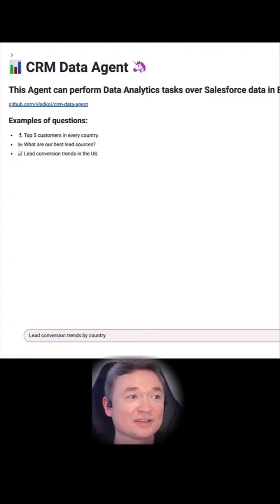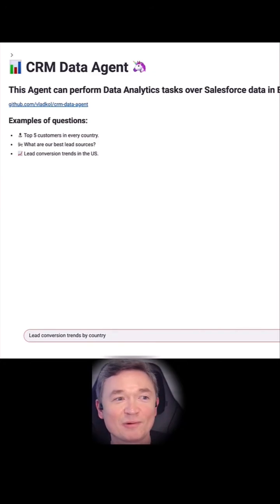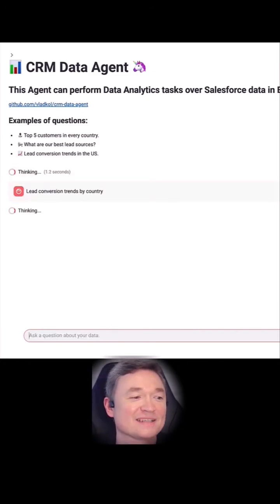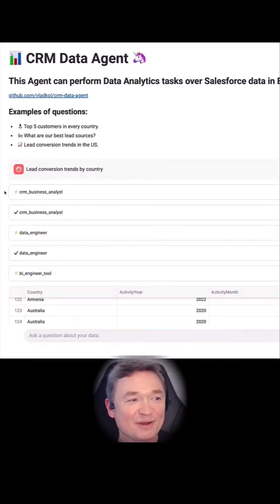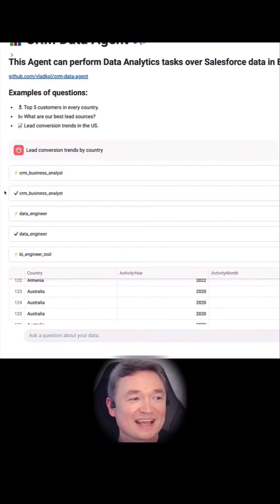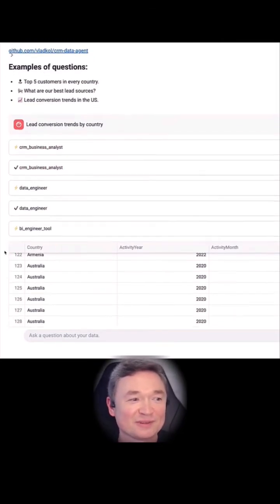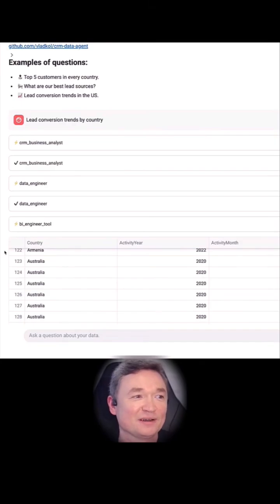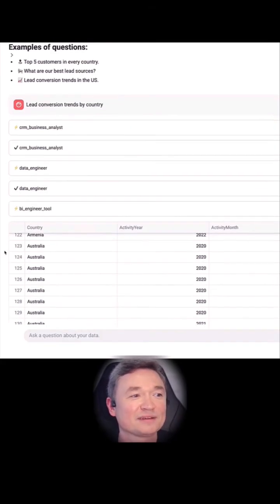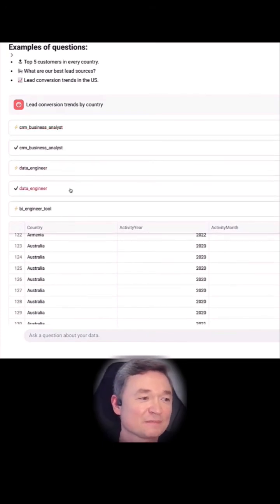All right, this is our agent, and as we work with Salesforce data, for example, let's ask it about lead conversion trends by country. And it's clearly working with a team of specialists such as CRM business analyst, data engineer, and BI engineer tool, and each of them does a little task that is part of this analytical workflow. We start from analyzing the problem, we switch to coming up with a SQL query to perform the data retrieval.